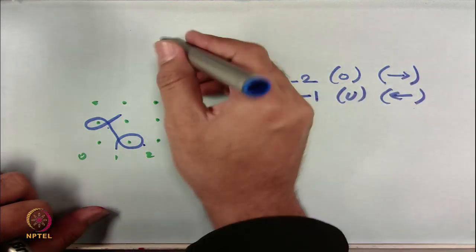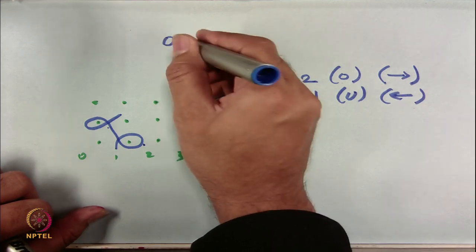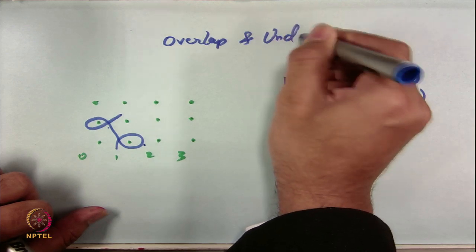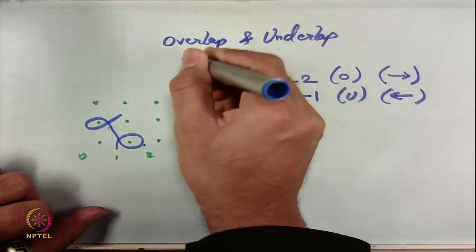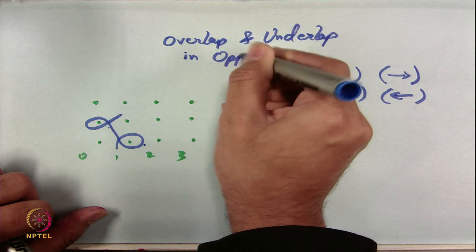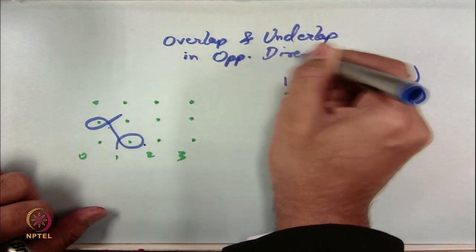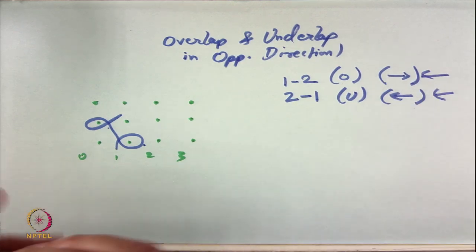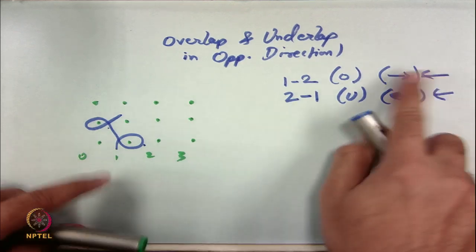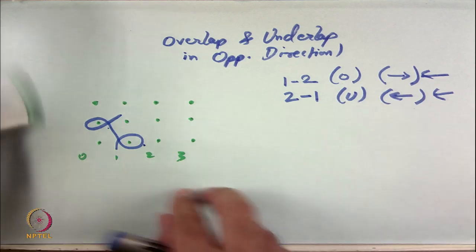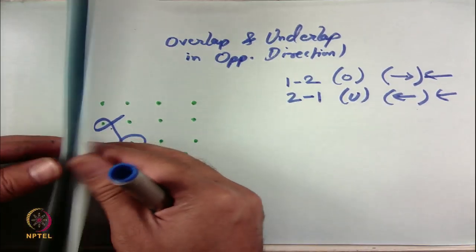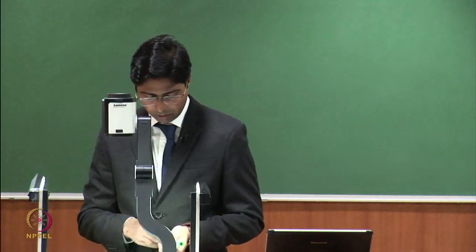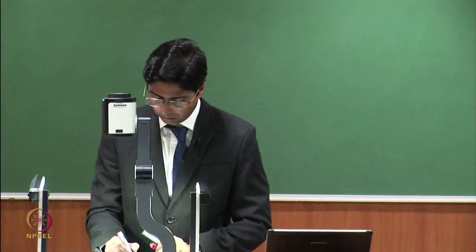So, this is called overlap and underlap in opposite direction, because for the same course you can see the directions are opposite. One from left to right, another from right to left. So, this is for opposite direction. Now, let us go for overlap and underlap in the same direction.